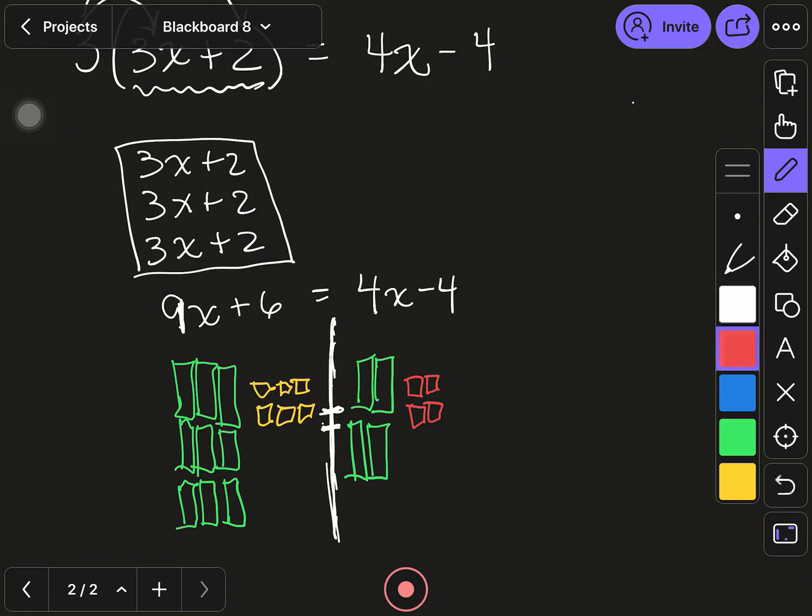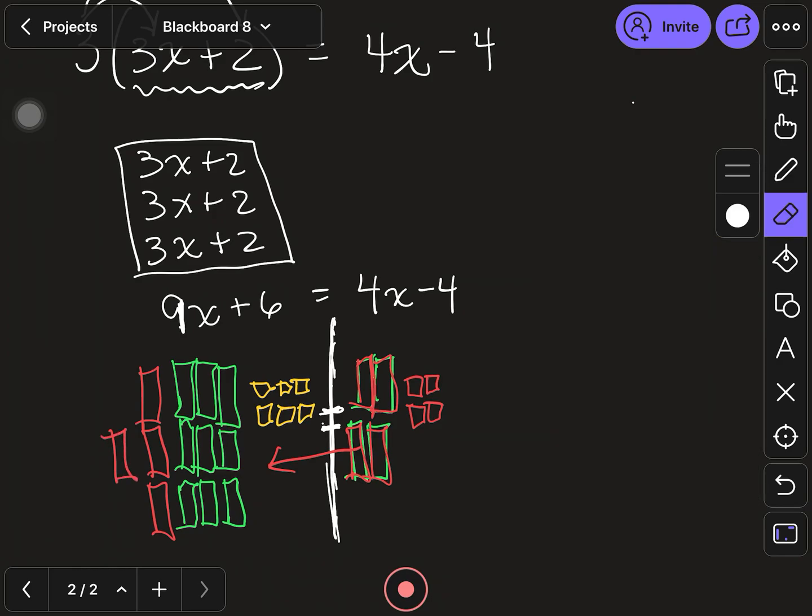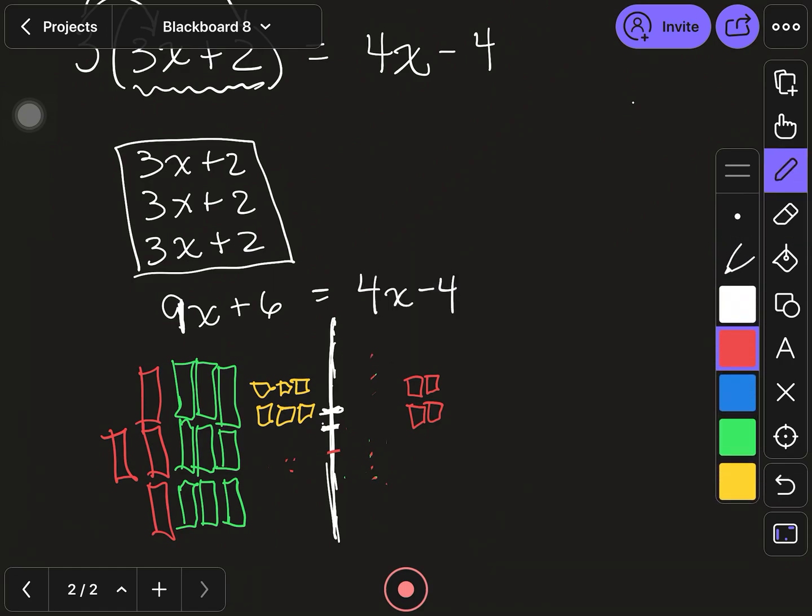So I'm going to take my 4x, flip them red, and then move them over here. Thus eliminating all x's from here. Need a bigger eraser. This means I have no choice but to take my yellow unit tiles and move them to the right, because I've got to get the x's by themselves.